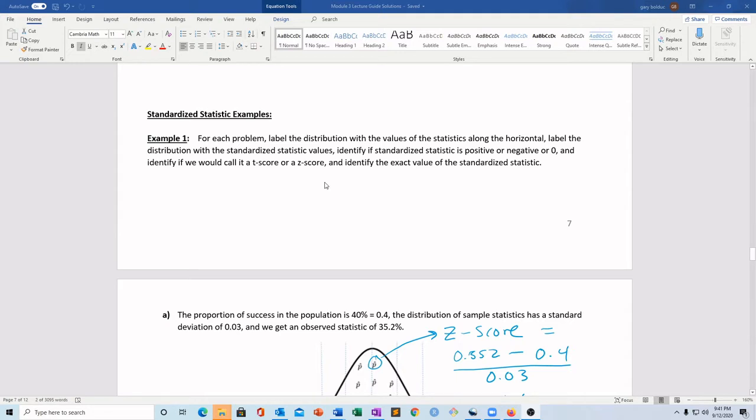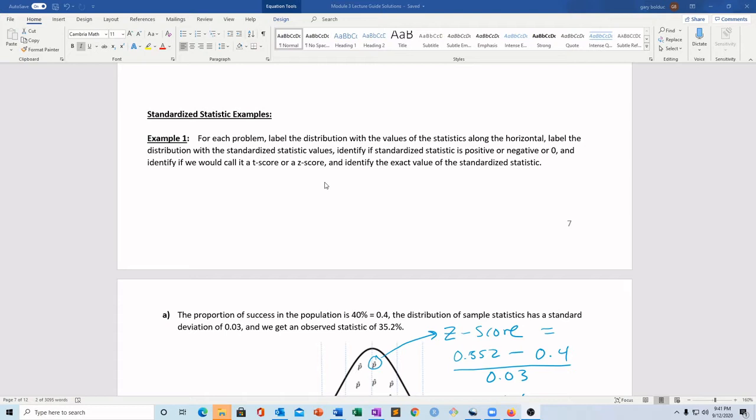So we're thinking here chance models. We've got some nice chance models here. We're going to label them with the values of the statistics along the horizontal, so like the x. We're going to label the distribution with the standardized statistic values, identify if the standardized statistic is positive or negative or zero, and if we should call it a t-score or z-score, and then find the actual value.